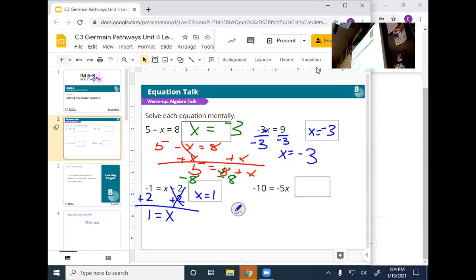Multiplication. Very good. So it's attached through multiplication. So that means I need to undo it by doing what to each side? Annie. Yeah. Good job. What was it? Divide. Yes, Annie. Very good. So we need to divide each side by what?